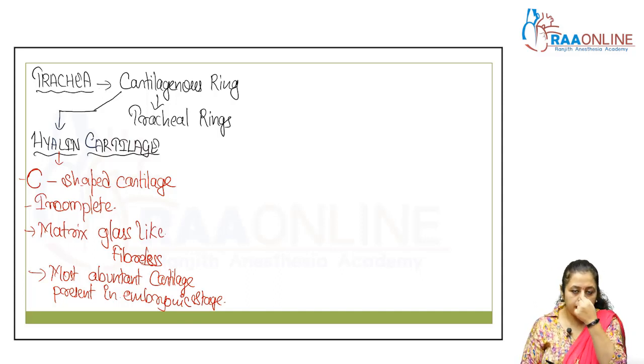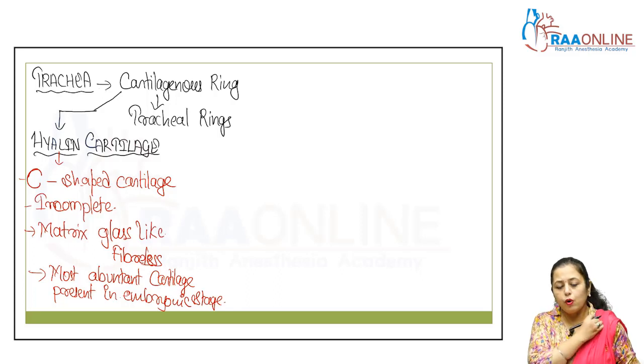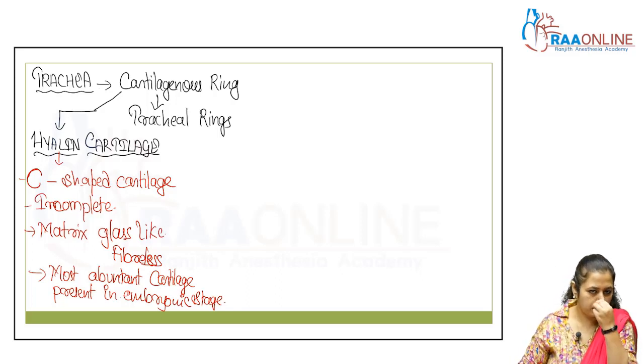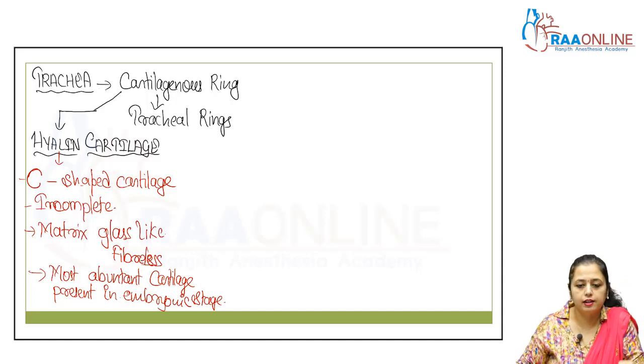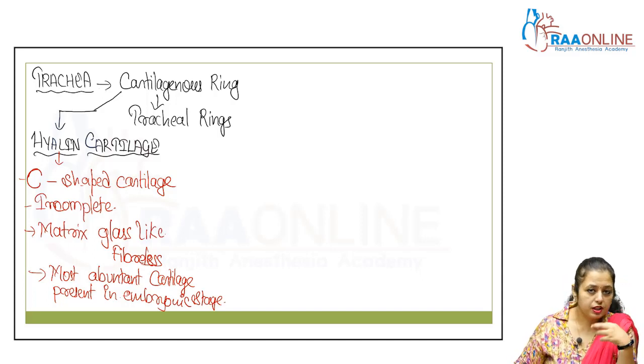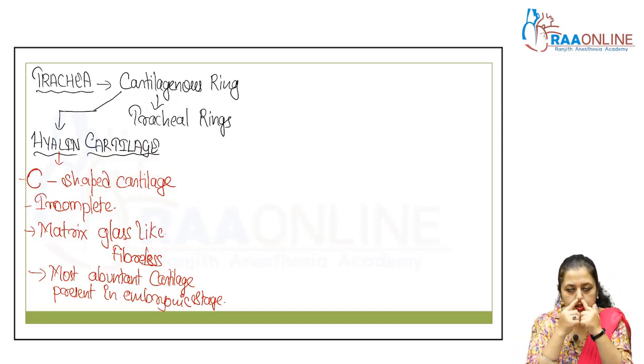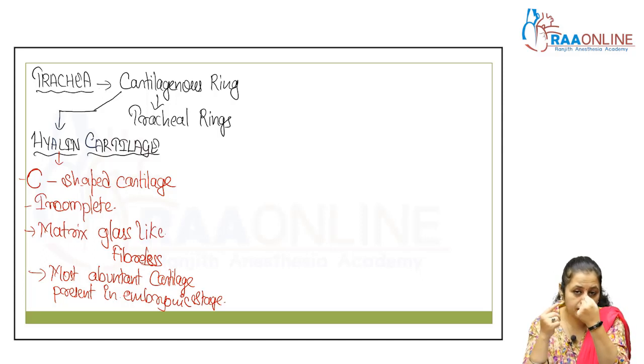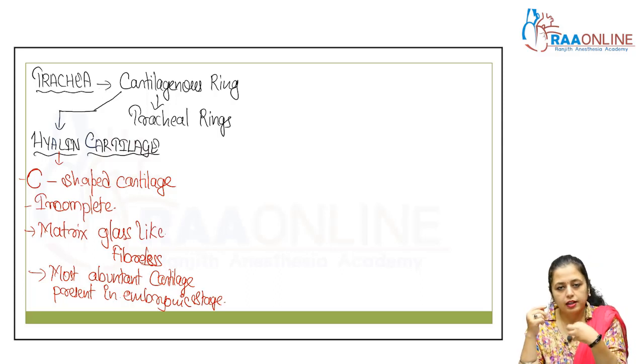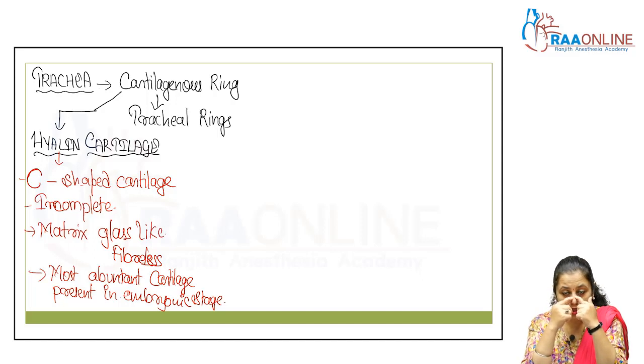The nasal septum is made up of the incomplete C-shaped cartilage. Clear? So all these are examples of the hyaline cartilage. When we talk about our nasal passage, it starts from here. These are the external nostrils which open into the nasal chamber, and this is the nasal septum. Here it is made up of cartilage, and the upper part is made up of bone.